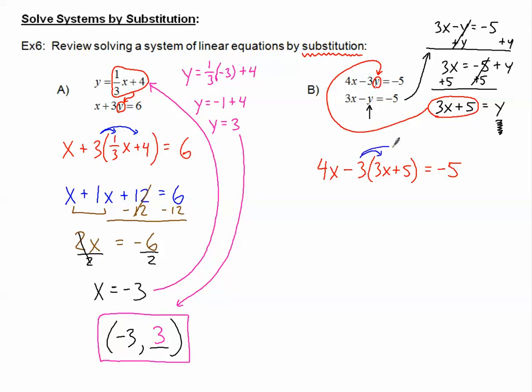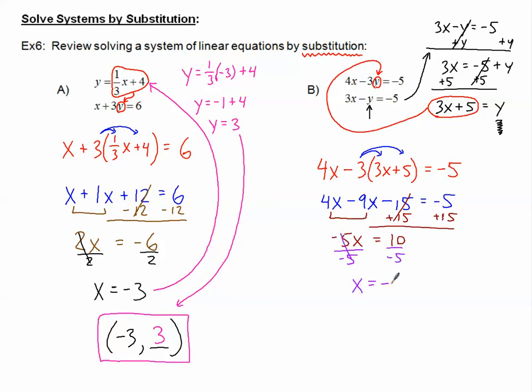I'm going to distribute again. I have my 4x. Now I have -9x and -15, and that is equal to -5. Let's combine our like terms together. 4x take away 9x is -5x. At the same time, I'll probably add the 15 to the other side. And I've got -5x equals 10. And so I'm going to divide by -5. And I've got my x is equal to -2.